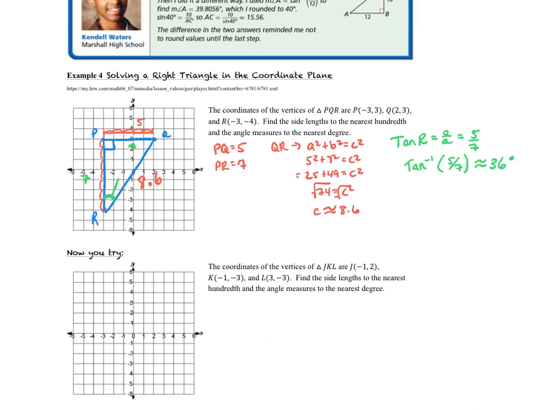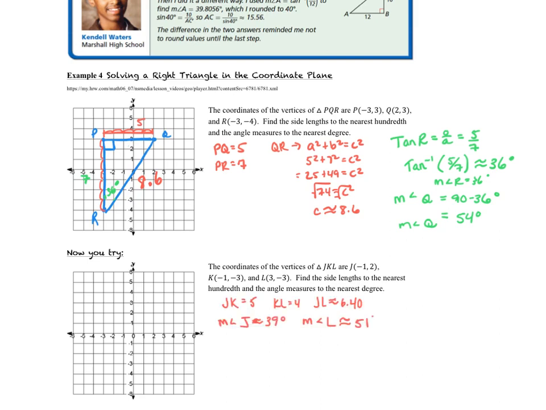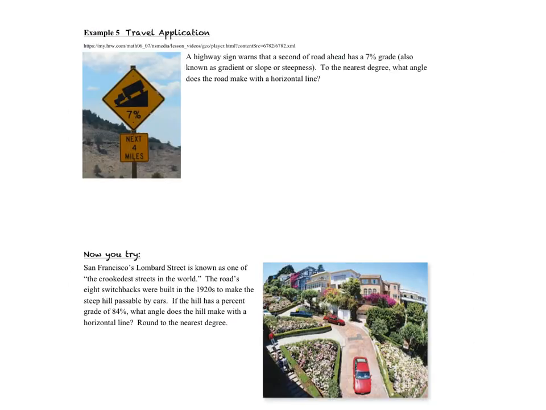So I have the measure of angle R, which is 36 degrees, and now I can find the measure of angle Q. Measure of angle R equals 36 degrees. Measure of angle Q is equal to 90 minus 36, which is 54 degrees. So now I've solved the whole right triangle. Here are the answers for the now you try, so make sure you can calculate those answers.